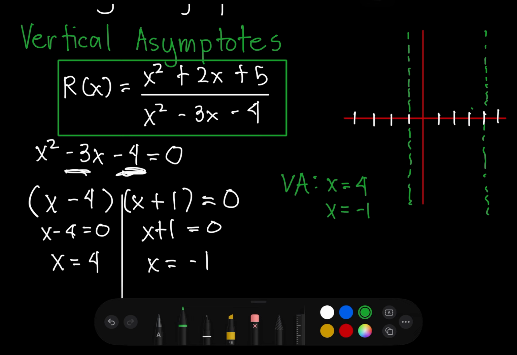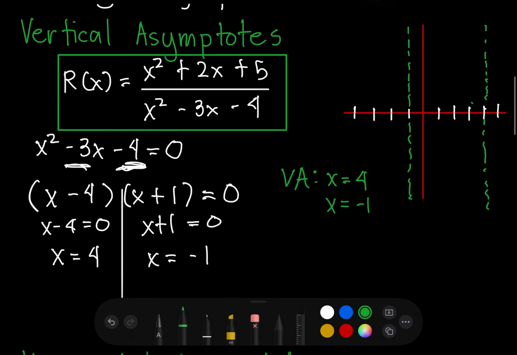O bakit nangyari yun? Kasi since we know that it is restricted on that value, edi bawal siyang mag-intersect nor coincide on that vertical line or on that value. Kasi nga, it would make our function be undefined, diba? So, it will only approach but never intersect nor coincide. Okay? It will only approach but never intersect nor coincide. That's the purpose of the asymptote. Okay?